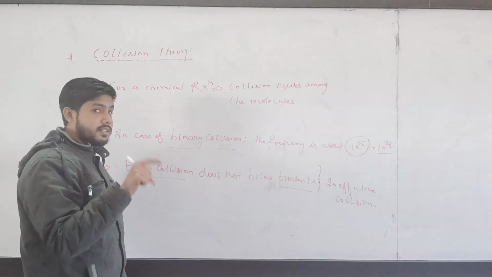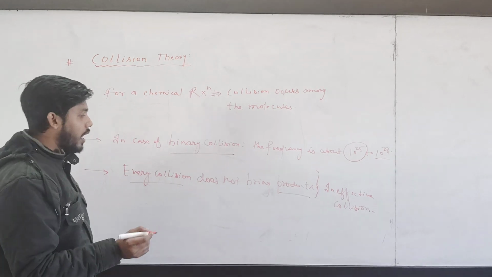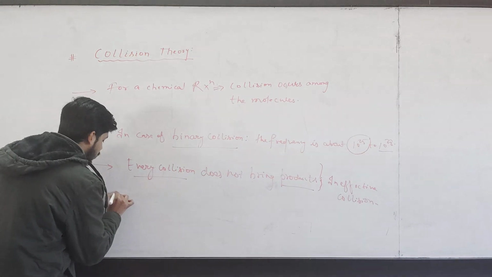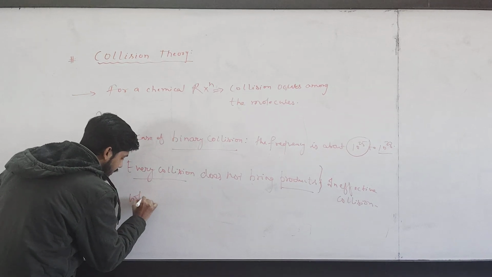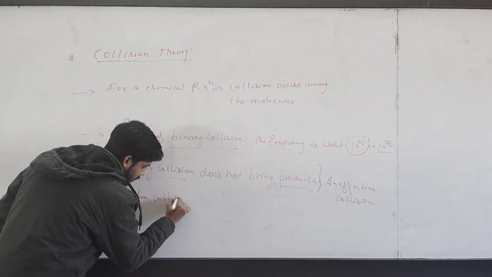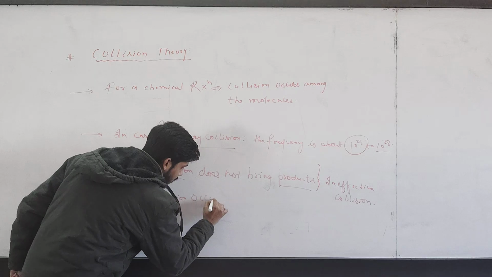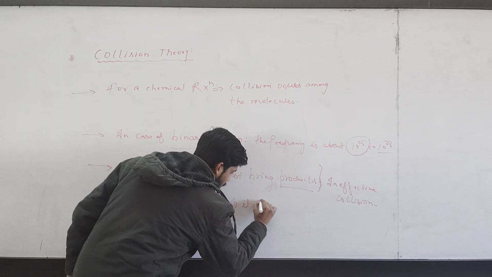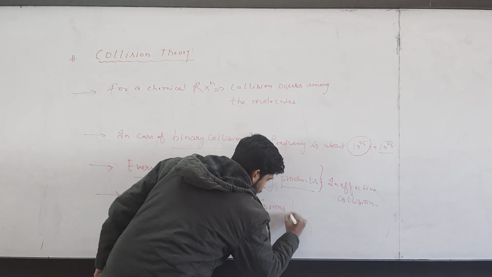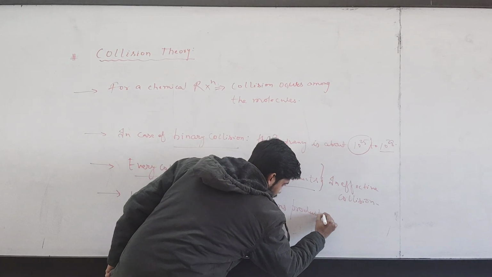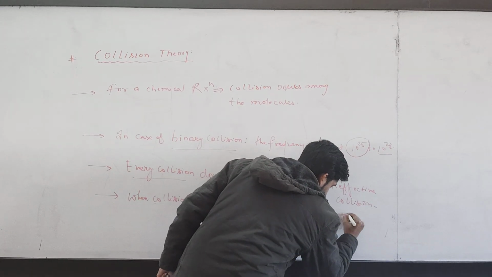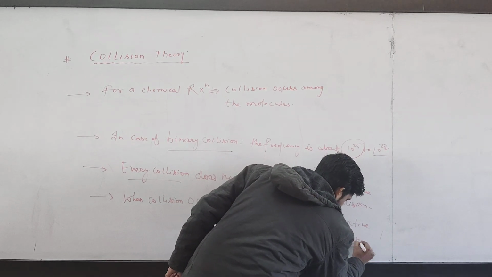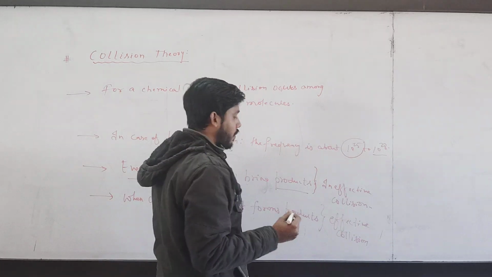And when the collision occurs among the reactant molecules and it forms a product, that is called the effective collision. So when a collision occurs and it forms products, that is the effective collision.